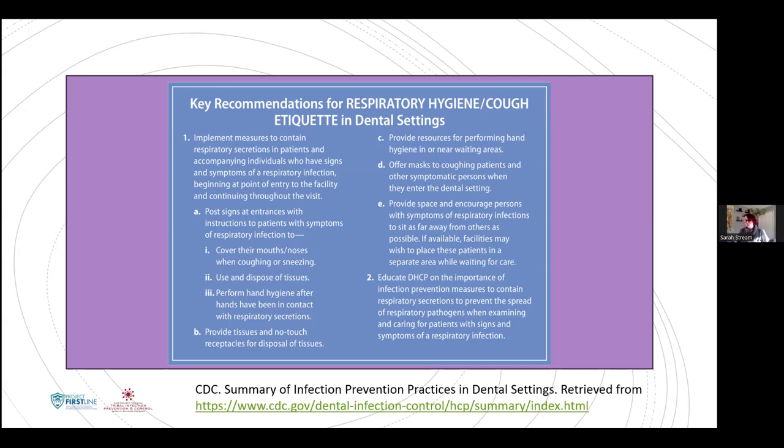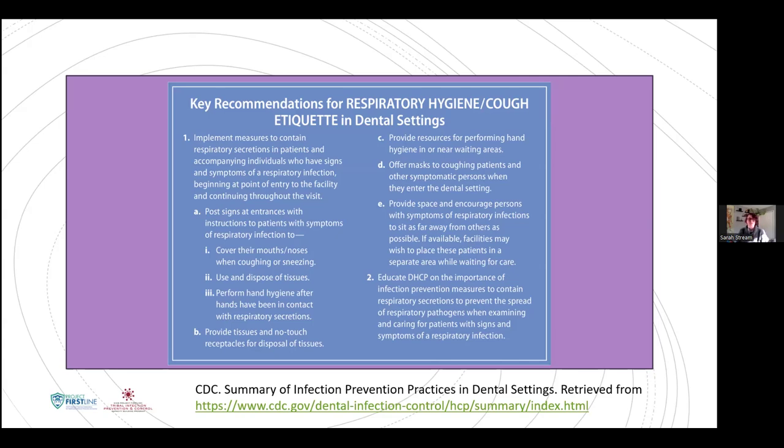H5N1 was in the news recently. So having these PPE and hand hygiene stations for your patients is still a great idea. It's still a great idea to have the signage available, the cover your cough signage, or if you want people to wear masks in your facility if they have symptoms, that's a great option as well.